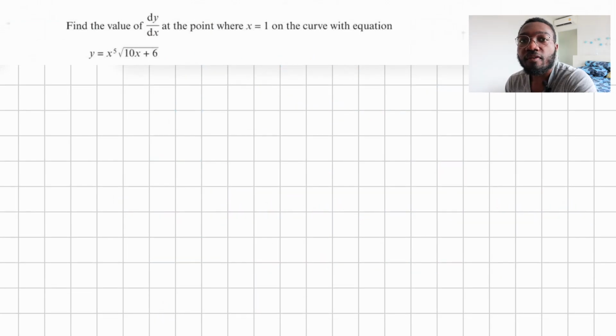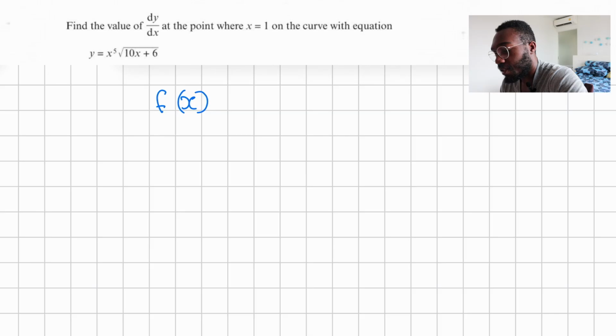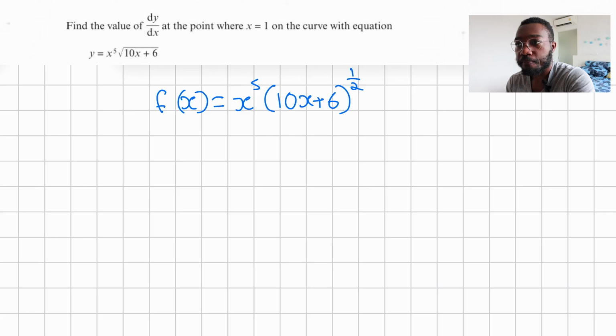For this question, we need to find the value of dy over dx at the point where x is equal to 1 on the curve of equation y is equal to x to the power 5 times by the square root of 10x plus 6. So first things first, I'm going to write this in function notation. So that will be f of x is equal to x to the power 5, and I'm going to rewrite that square root as 10x plus 6 to the power of a half, okay?